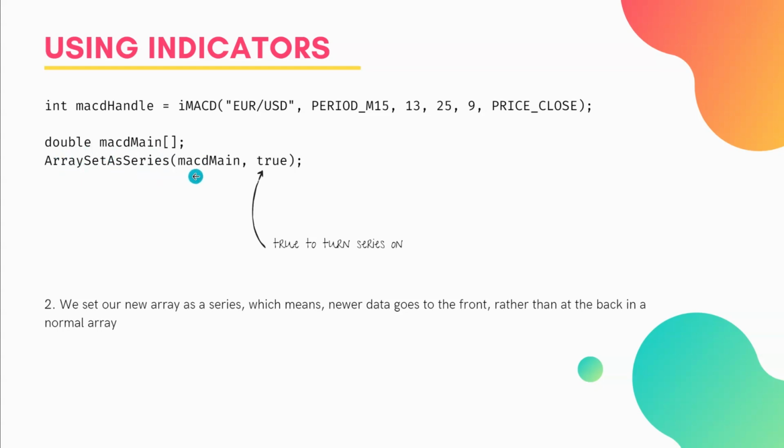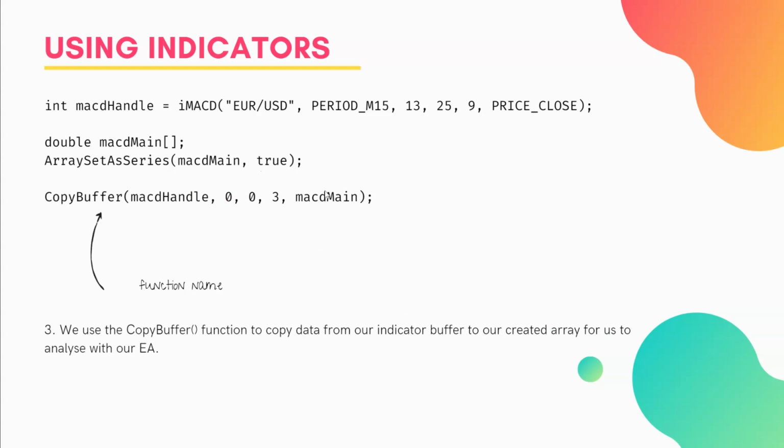We then tell the system that we want it to do it on the MACD main array that we've just made, and we say set it to true. So we can actually reverse this by setting it to false if we wanted to reverse the order of our array. So we're going to set it to true, and then it understands that that is now a series.